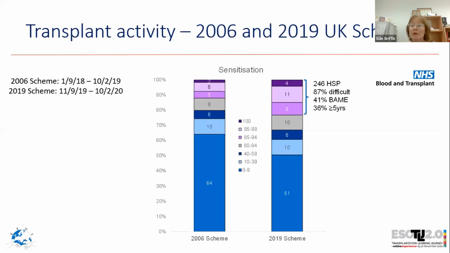And there was an increase in the number of highly sensitised patients, difficult to match patients, patients from the Black, Asian minority ethnic community, and those who'd waited a long time for their transplants. A lot of statistical modelling was done before the initiation of the offering scheme, but it's really nice to see that playing out in real life.